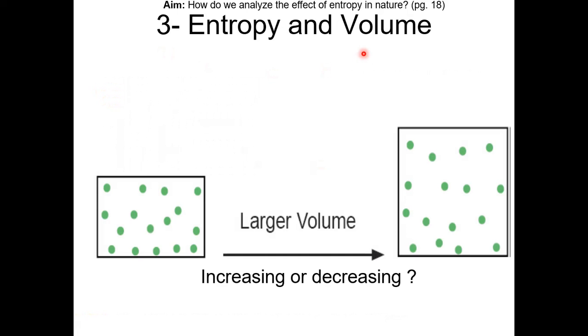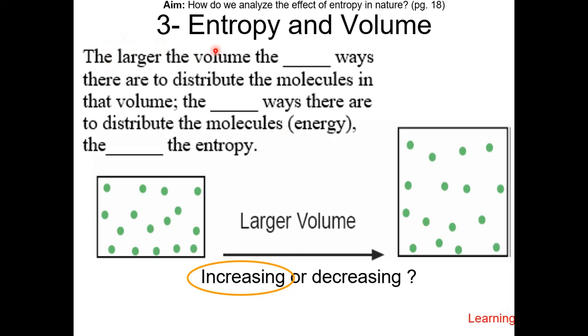The next factor is volume. Let's say we have a container filled with gas particles and we increase the size of the container, but we still have the same number of gas particles. Did the entropy increase or decrease? The entropy increases. Why? The larger the volume, the more ways there are to distribute the molecules. The more ways to distribute the molecules, the higher the entropy.